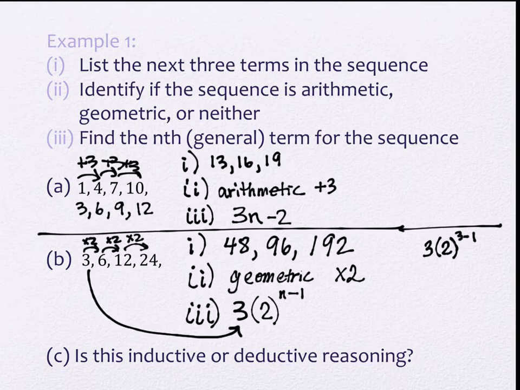Okay, so this equation, this formula, always works the same way. The first term is written first. The common ratio is in the middle. And the power is always n minus 1.